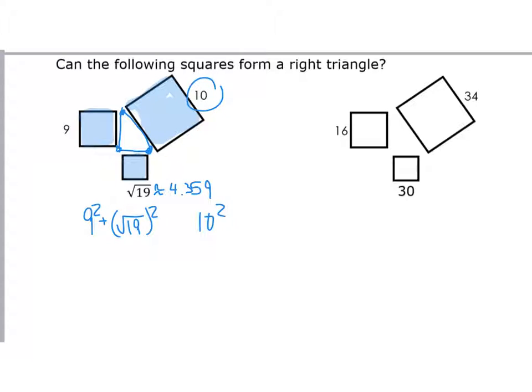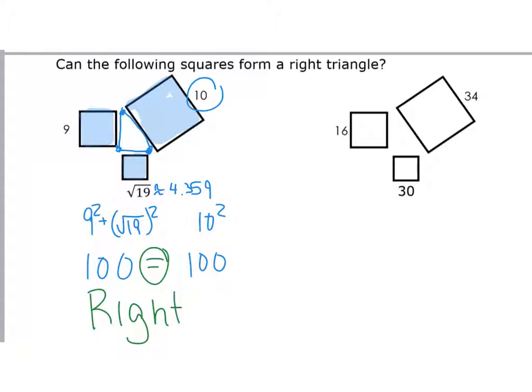Okay, so 9 squared plus the square root of 19 squared, when I type that in my calculator, and I want to make sure it looks like I have it here with my parentheses, I do end up with 100. And then 10 squared is also 100, so they're equal. This triangle, if I use these squares to make a triangle, it would be a right triangle. So my answer here is, can the following squares form a right triangle? I would say for this one, yes.